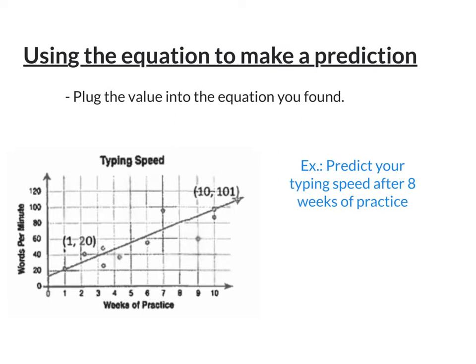So you'll also be asked to use the equation to make a prediction. That's the whole reason we want an equation, so that we can make a prediction. The equation we just found was y equals 9x plus 11. So we're going to plug the value that they're asking us to make a prediction for into this equation. They said predict your typing speed after 8 weeks of practice. Weeks of practice, that's my x variable. So I'm going to take 8 and plug it into my equation for x.